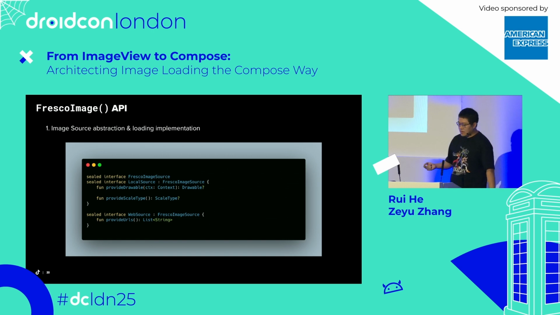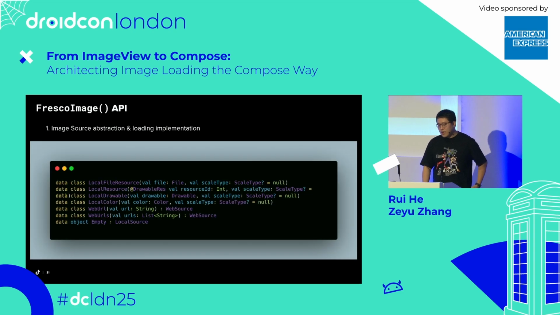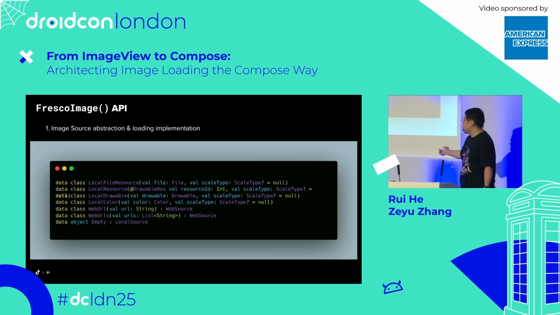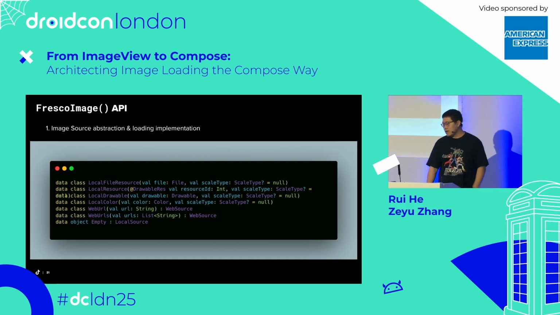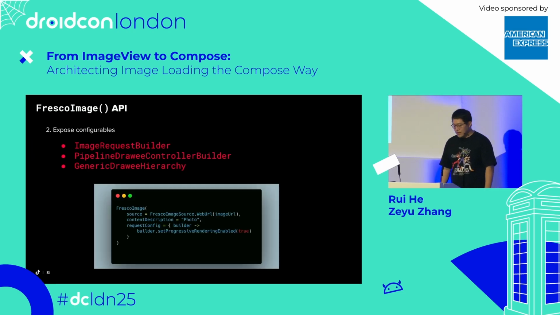Basically, we have a sealed interface of Fresco image source, so later we can easily enumerate them through a one-branch. And we have defined several data classes of this Fresco image source that hold only the necessary data we need for each image source. Then in the Fresco image painter, we can identify which kind of source it is and load them accordingly. That is done by Fresco.